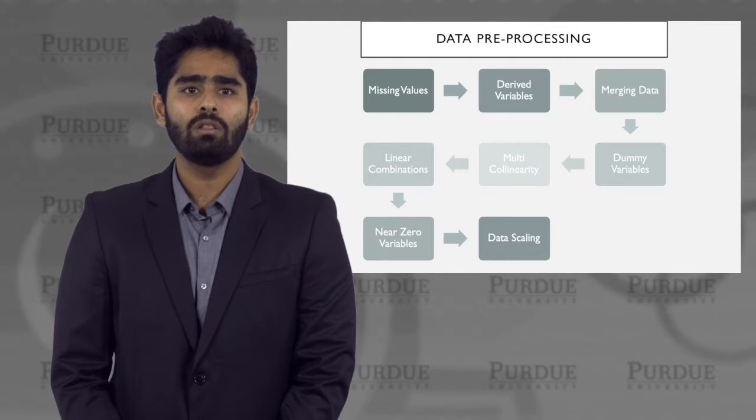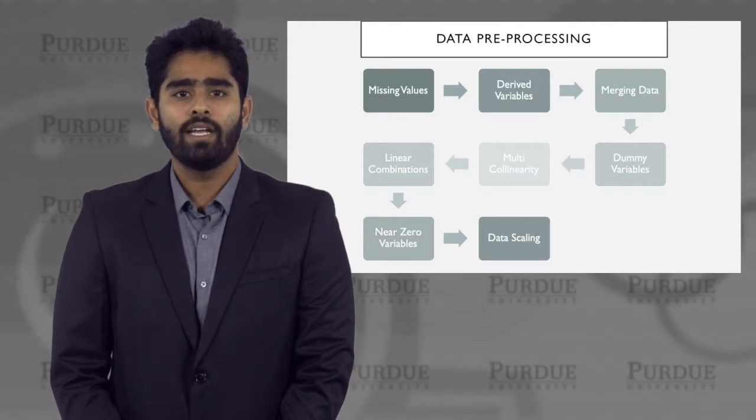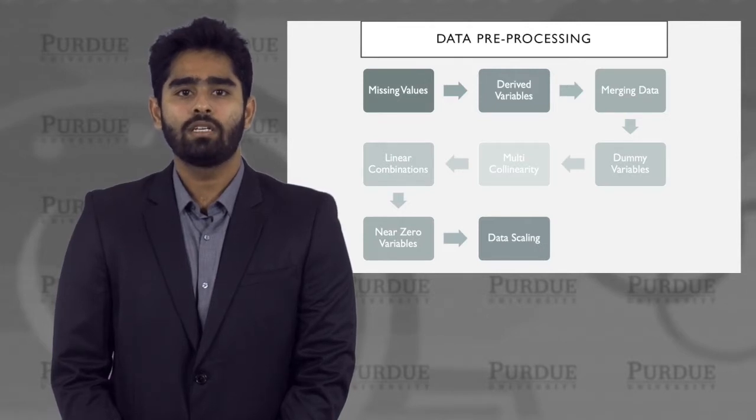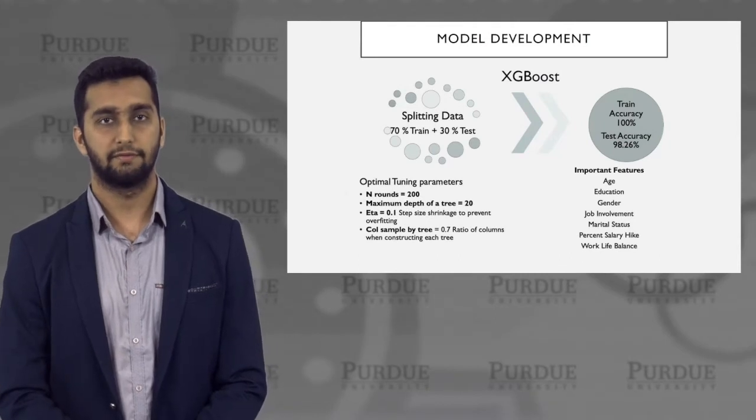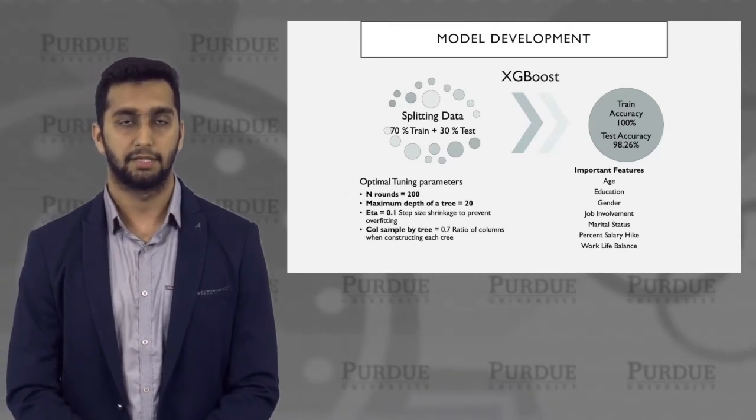We removed all those columns that had near zero variations, as they might not contribute to our model accuracy. Finally, we normalized our data set by scaling it using a min-max scaler. Now, my teammate Shubham will take it over from me. After pre-processing, we will use our standardized features to predict attrition in the company.